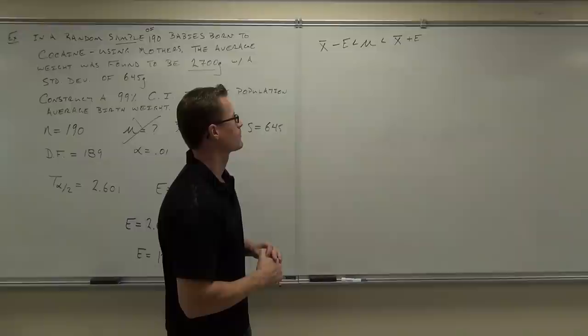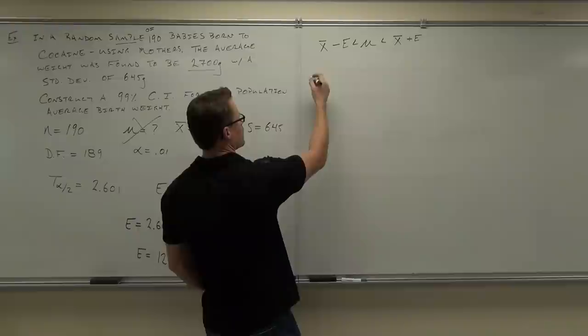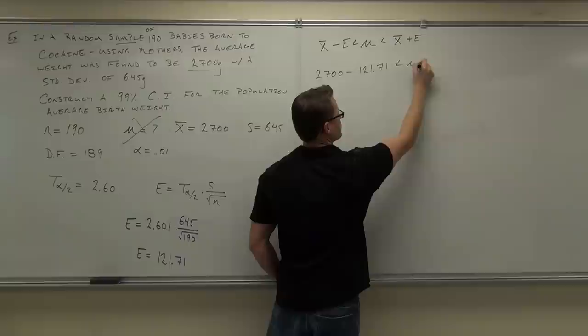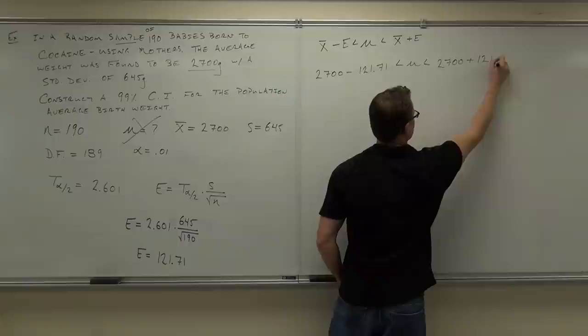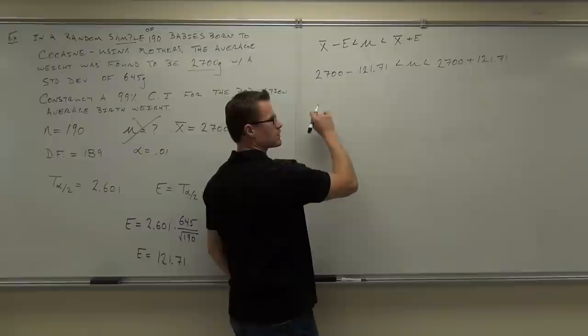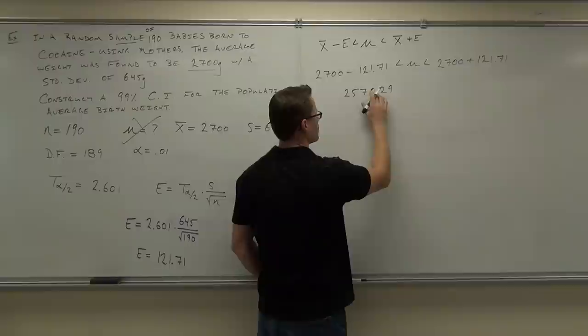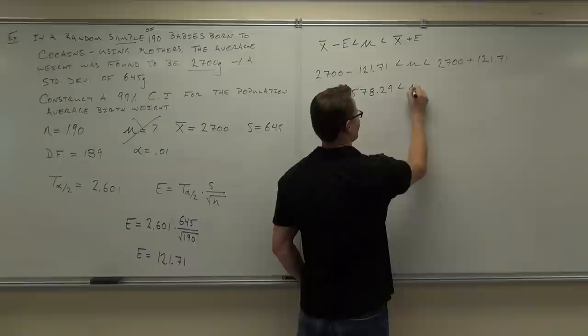Okay, so we got our mean, and we'll subtract the 121.71, and we'll add it. What do you get on the left bound for the interval? Like this? Okay, good. I think I can do this one.